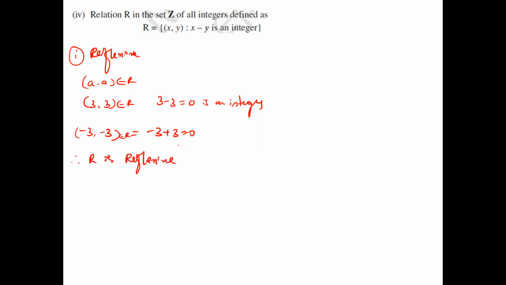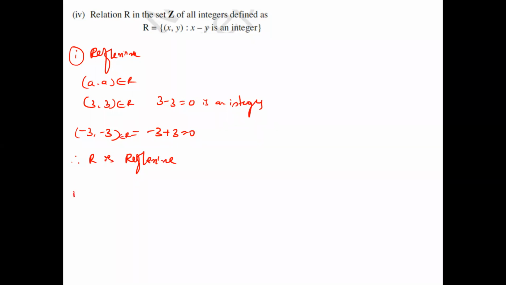Here one more thing I have to remember: x minus y is an integer. That means we are not bothering about the minus value or plus value. We want the integer. The final solution should be an integer. We are not bothering about the minus or plus value. The relation here is an integer.